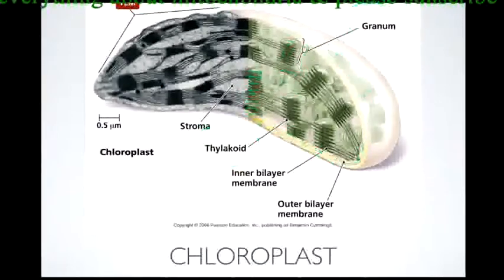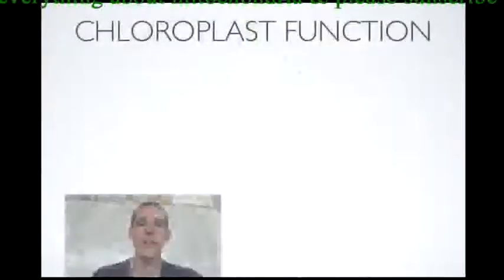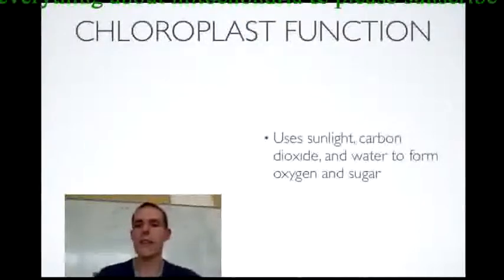As far as what our chloroplasts do, y'all know they do photosynthesis. They take sunlight and carbon dioxide and water, and they form oxygen and sugar. Now, we'll have a terribly long, detailed video on how that happens later on, but for now, know that sunlight, carbon dioxide, and water in, oxygen and sugar out.